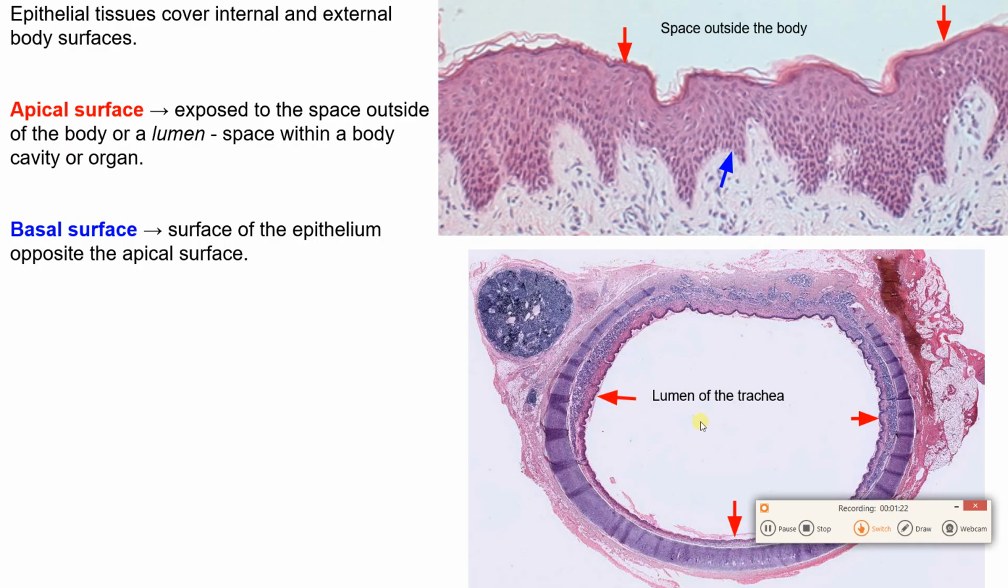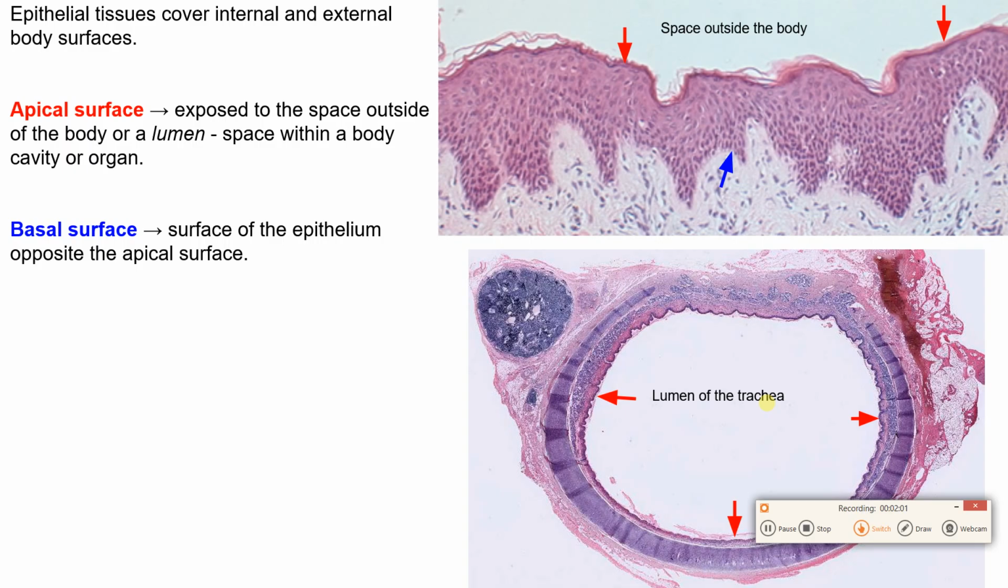The space in the middle of a tube-shaped organ is called the lumen, by the way. And epithelial tissue will line the lumen here. So any organ with an open space in the middle, so trachea, esophagus, stomach, bronchi, fallopian tubes, urinary bladder, all lined by epithelial tissue. So external and internal body surfaces, basically if it's exposed to a space, you're going to have an epithelial tissue there.